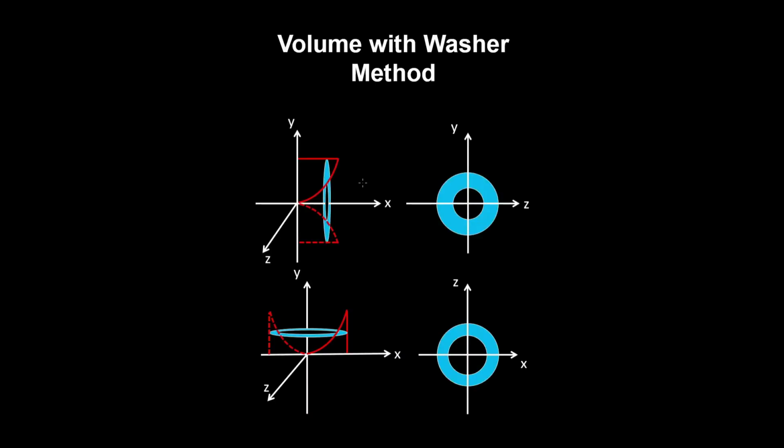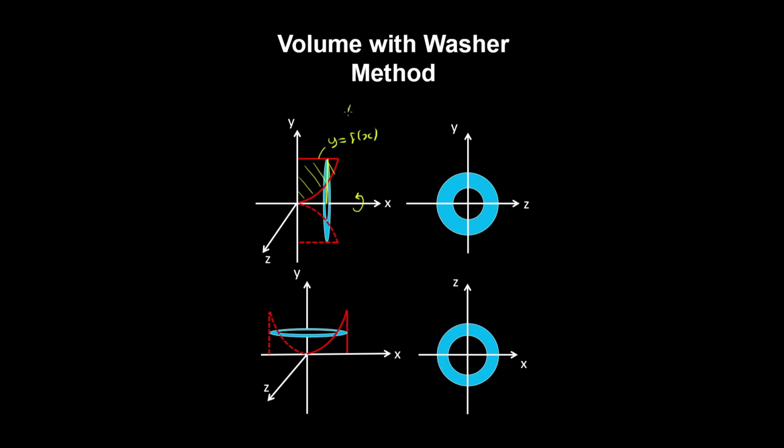The washer method is an effective way to find the volume of a revolved solid. If we're spinning a two-dimensional section around an axis, where the section does not touch that axis along its length, we'll give the outer circle of the washer some radius, which is going to be defined by the function of this upper curve.